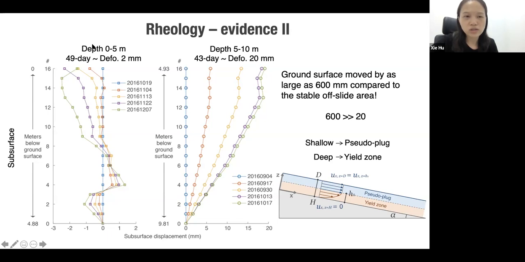We see negligible deformation in the shallow 5 meters, and the amount only reaches 20 millimeters during these 43 days at 5 to 10 meters depth. However, during this time, the ground surface moved by as much as 600 millimeters compared to the stable off-slide area. So this suggests that the high rate we observed at the surface comes from the lower yield zone, and the shallow part is like a pseudo plug. So that again suggests a non-Newtonian flow.